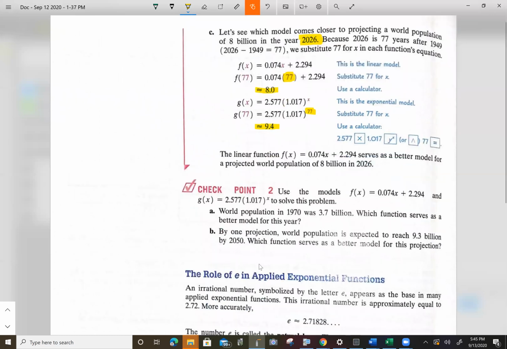So checkpoint 2 is just asking you to use these two models, the linear and the exponential, to solve this problem. The world population in 1970 was 3.7 billion. Which function serves as a better model for this year? Remember, our starting year was 1949.